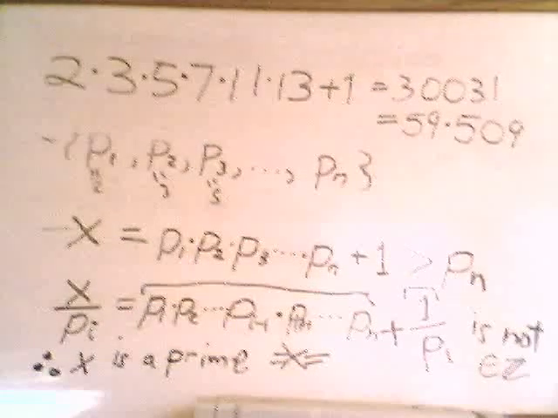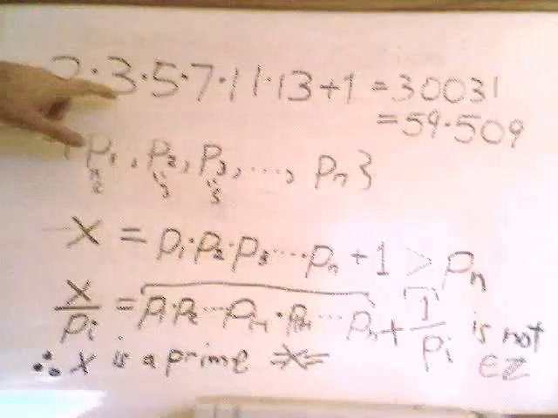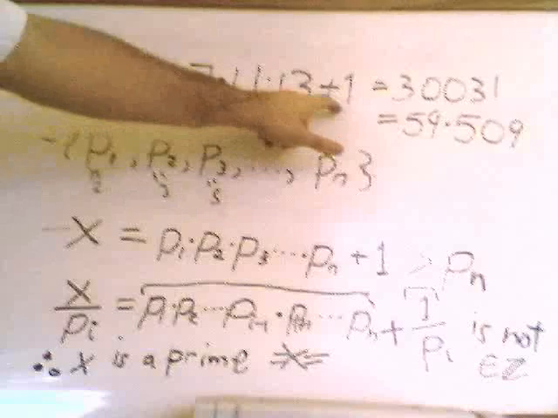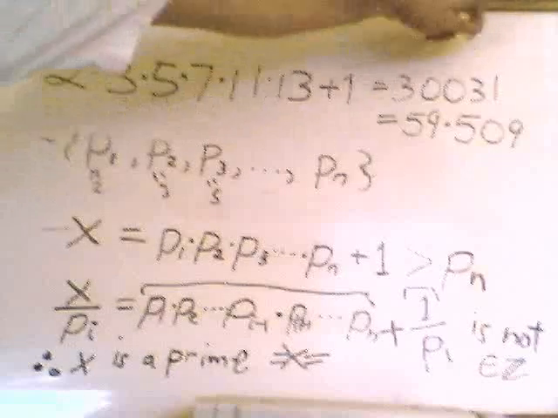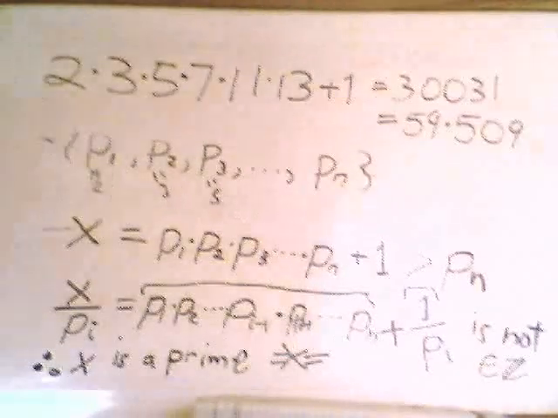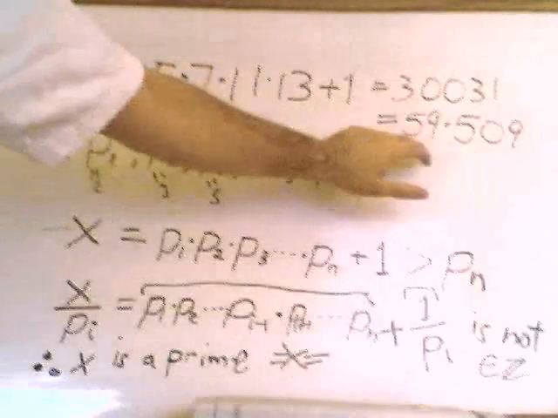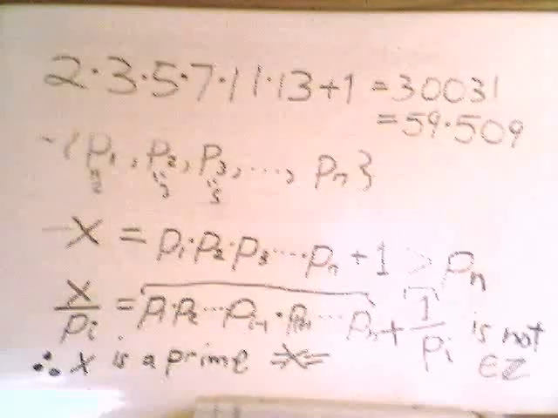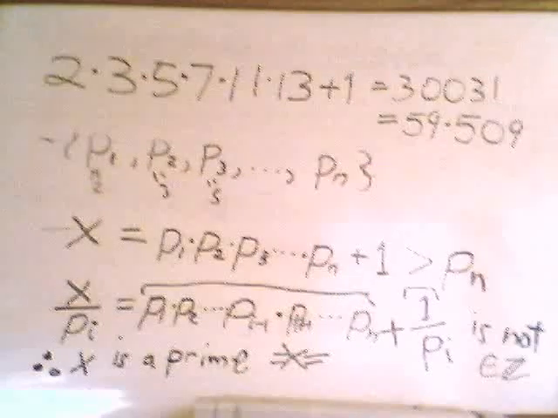If you bring out your calculators or whatever, you can see that 2 times 3 times 5 times 7 times 11 times 13 plus 1, you calculate all that out, it becomes 30,031. And that number itself actually has a factorization of 59 times 509. These 2 numbers here themselves are prime, by the way.